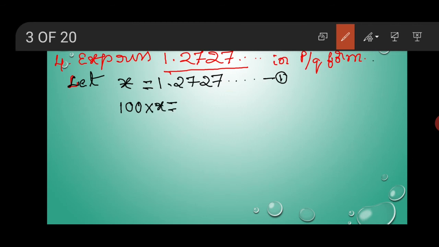It becomes 100 into x. Did you get this? Why is it 100? Because the 2 digits are repeating. So, we have to write 2 zeros followed by 1. It is 100. So, 100 into x is equal to 100 into 1.2727 on and on. Now, simplify. 100x is equal to, multiply the given decimal expansion with 100.